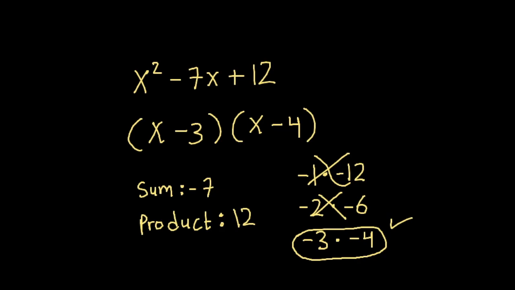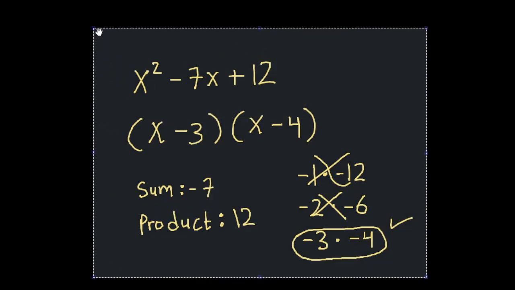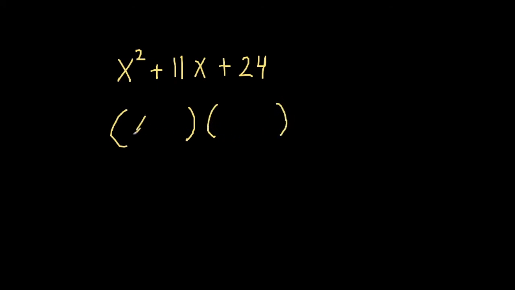Let's do one more example. Let's factorize x squared plus 11x plus 24. Okay, so again, we open up two sets of brackets, and we put x. Okay, now two numbers that add up to 11 and multiply to 24. All right, so the sum is 11 and the product is 24.